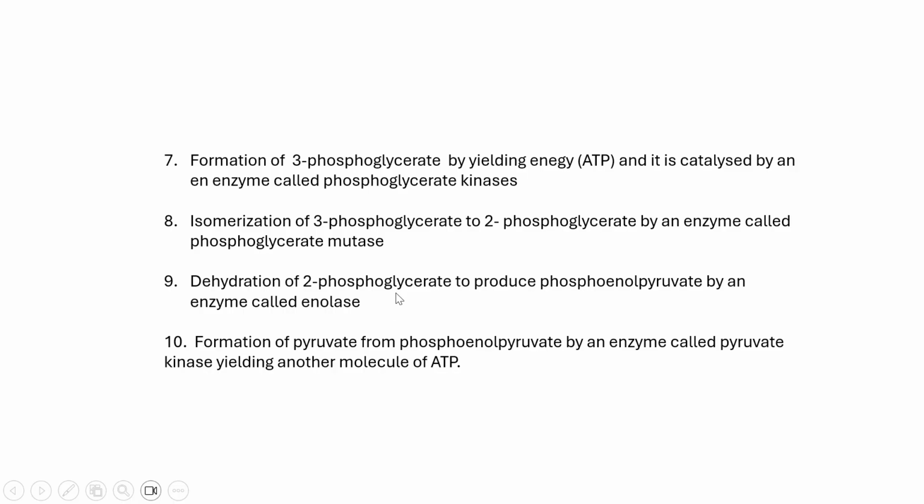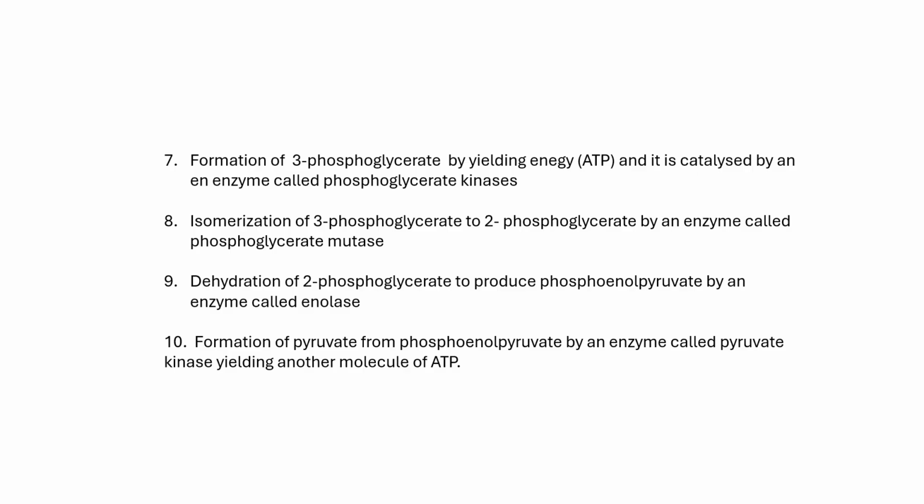We dehydrate 2-phosphoglycerate to produce phosphoenolpyruvate. So we just remove a water molecule from 2-phosphoglycerate by an enzyme called enolase to produce what? Phosphoenolpyruvate. This phosphoenolpyruvate then leads to formation of pyruvate by an enzyme that we call pyruvate kinase.